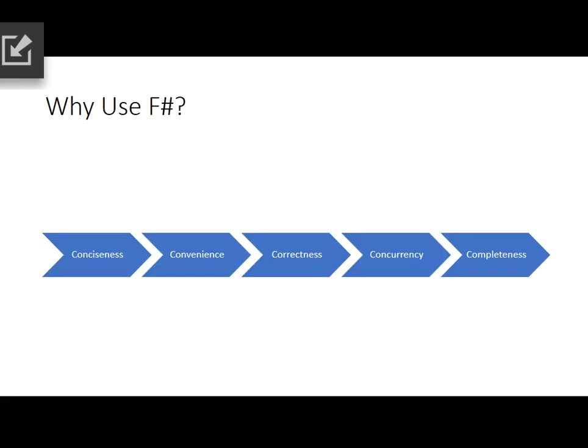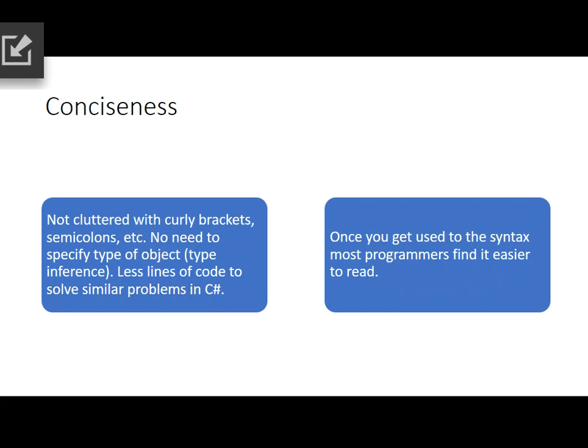So why should we use F sharp? It's concise, it's really convenient. The correctness, concurrency, and completeness are some of the major reasons why F sharp is so nice. F sharp is not a cluttered language. It's a white space language, so you don't have the spurious curly brackets and the semicolons at the end of each line.